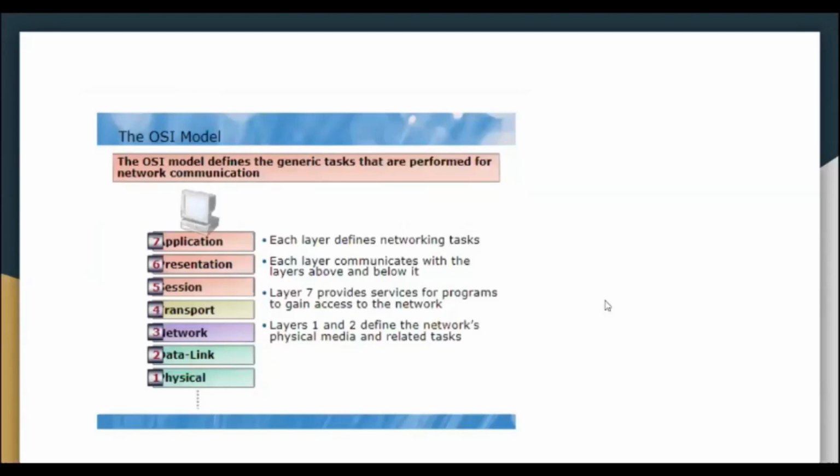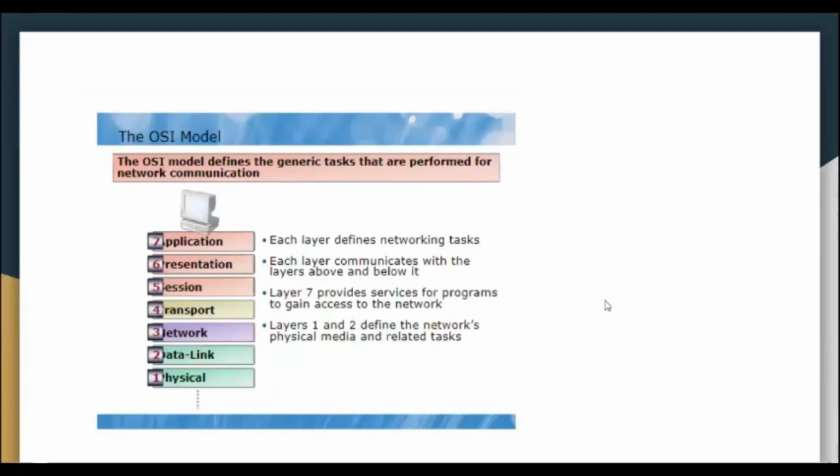Each layer defines networking tasks. Each layer communicates with the layers above and below it. Layer 7 provides services for programs to gain access to the network. Layers 1 and 2 define the network's physical media and related tasks.